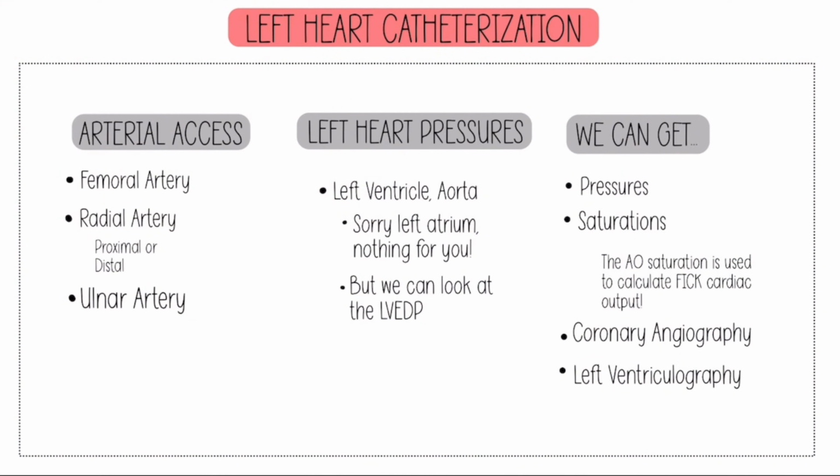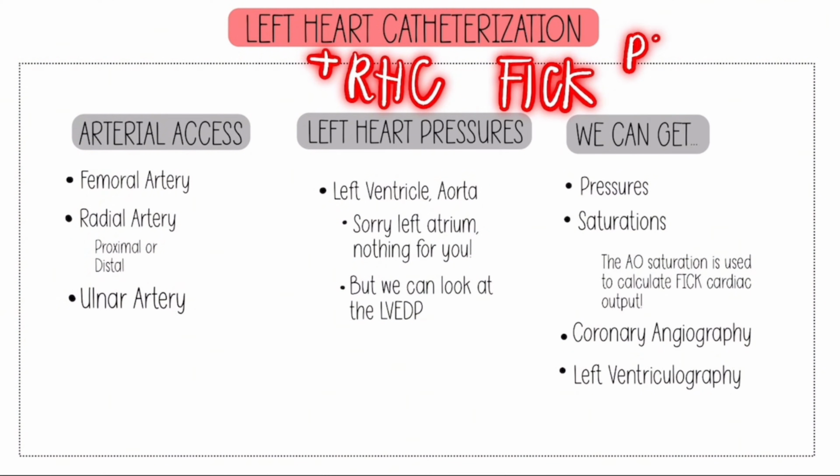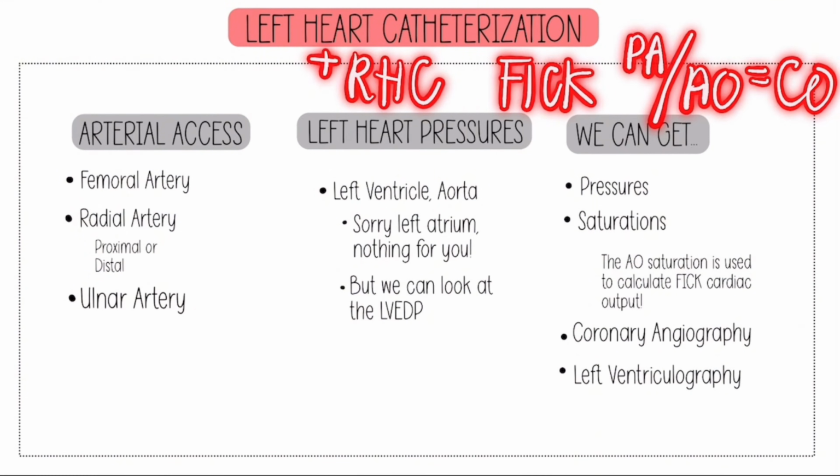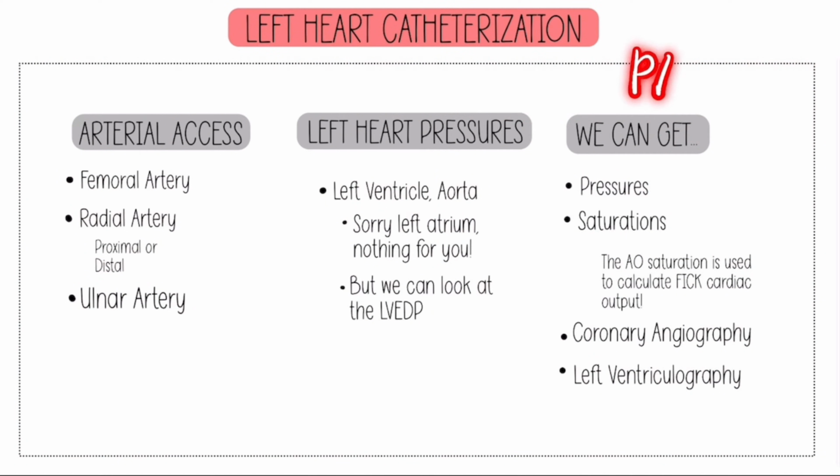So remember, pressures we can get are AO and LV, or yes, you could transduce pressures near access. We can get saturations, so the percentage of oxygen in that blood, just like we did for the right heart cath. We can get an AO saturation, which is actually necessary if you're doing a left and a right heart cath to calculate Fick cardiac output. That uses both a PA sat, pulmonary artery sat, and an AO sat to calculate. That's not the formula, I was just trying to write it out. Here you go. PA and AO to calculate cardiac output.